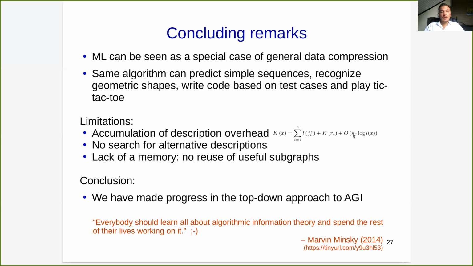So in conclusion, we have made progress in this compression school based top-down approach to AGI, where the roots go back to Solomonoff induction and AIXI and the theory of universal intelligence. We've continued that work with the theory of incremental compression and made practical progress that I have presented here.